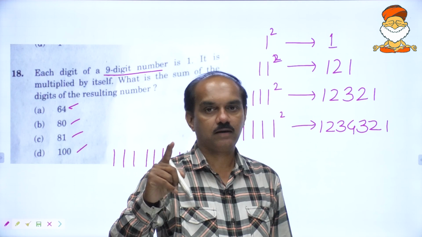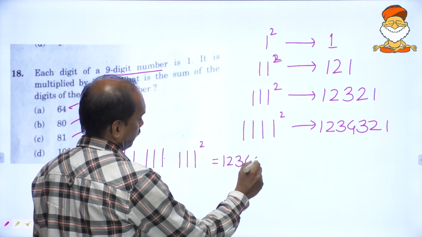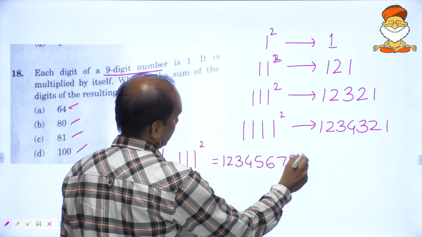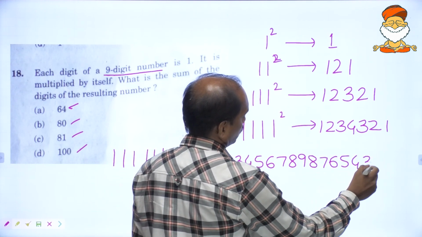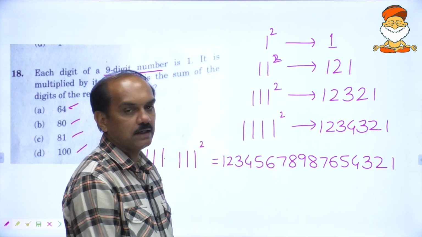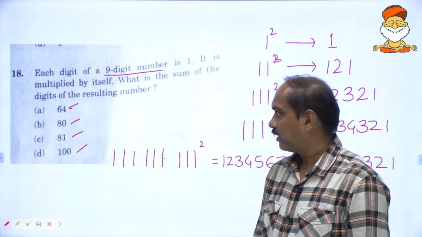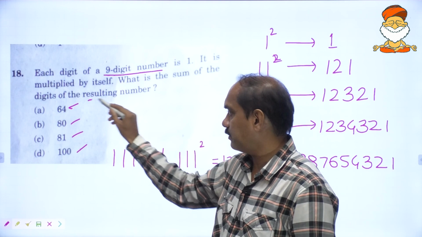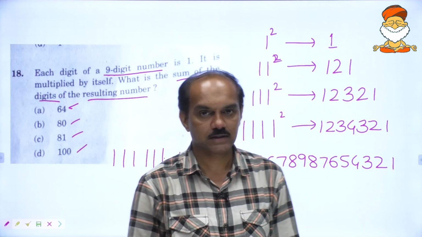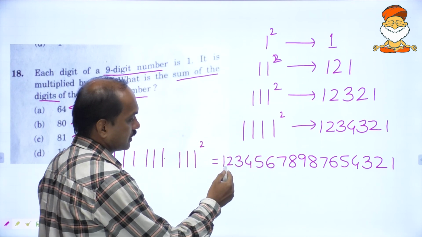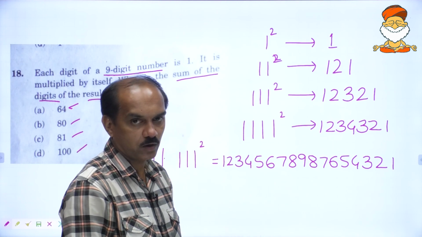Start with 1, go till 9, and then come back. 1, 2, 3, 4, 5, 6, 7, 8, 9. Now come back: 8, 7, 6, 5, 4, 3, 2, 1. This is the resulting number that we will get. And we don't want just the resulting number, we want the sum of the digits of this resulting number. We want the sum of all these digits.